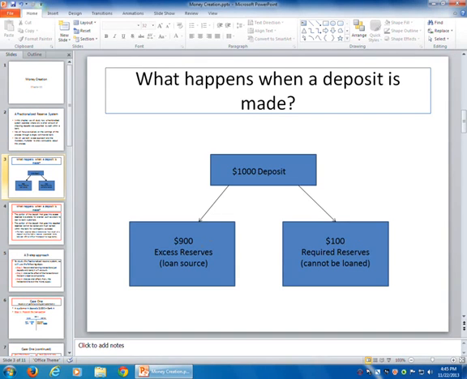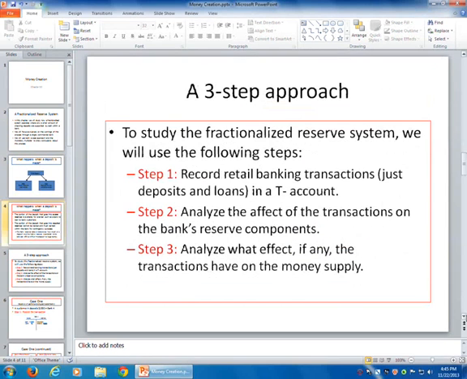The difference then goes into excess reserves, and banks will try to loan out the portion of the deposit in excess reserves.